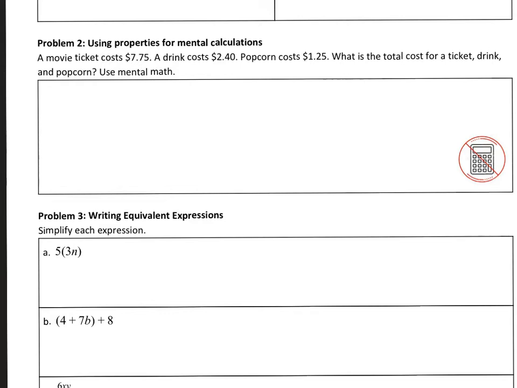In everyday kind of situations. So this problem says a movie ticket costs $7.75, a drink costs $2.40, popcorn costs $1.25. What is the total cost for a ticket, a drink, and a popcorn using mental math? So when I think about this, $7.75 is just like $7 plus 75 cents. $2.40 adding on to my bill is $2 plus 40 cents, okay? And then $1.25 is like $1 plus 25 cents.